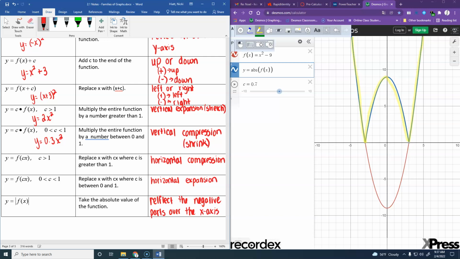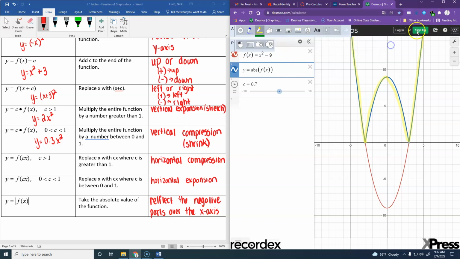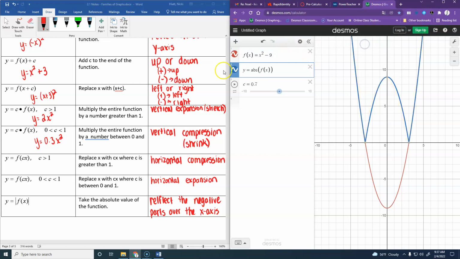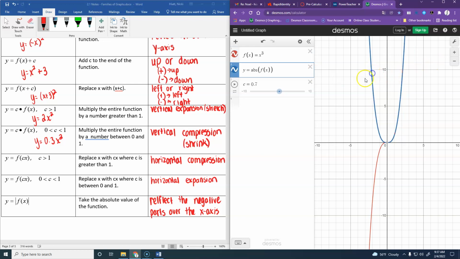It makes kind of cool graphs, as long as you got something that was below the x-axis at first. It didn't look cool whenever we just had x squared, right? If we had like x to the third, it would make sort of a weird graph there.